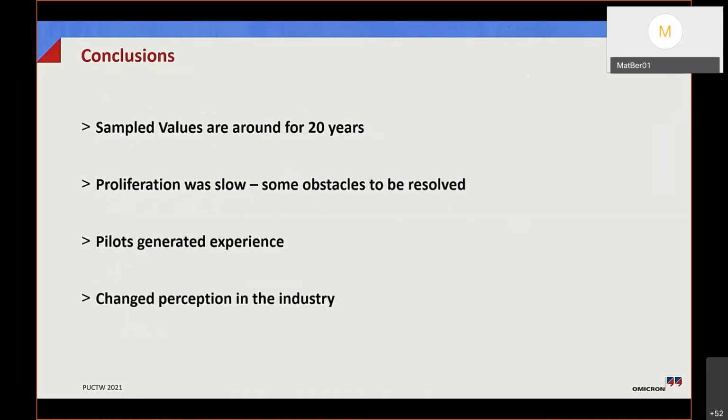And here I'm already at the conclusions. We have this around for quite a while. And I hope these obstacles that hindered the proliferation are now removed. We have seen some pilots where the problems have been solved, more or less. But I think the most important thing that has happened recently is the change of perception in the industry.